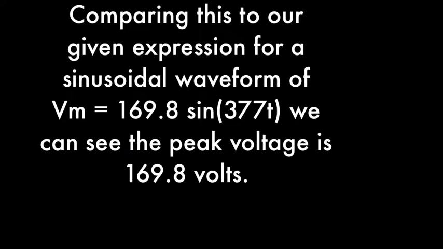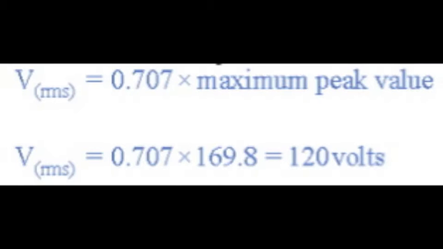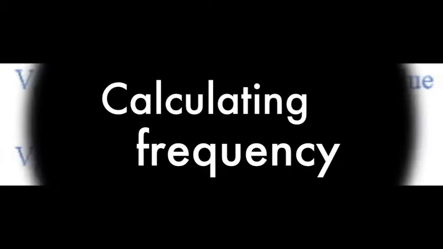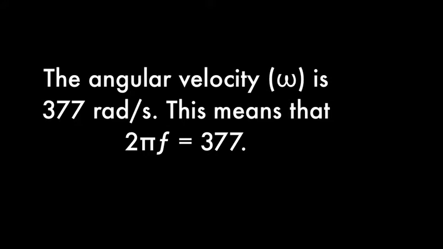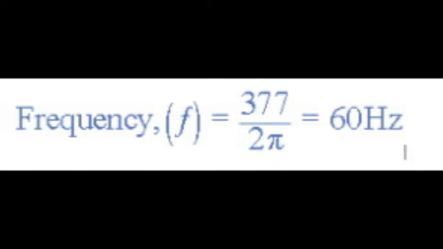To compare this to our given expression, we can see automatically that the peak voltage is 169.8 volts. To find the RMS, we take 0.7 and multiply it by the maximum peak value, which gives us 120 volts. The angular velocity is 377 rad/s, which means we can find the frequency by dividing that by 2π, giving us 60 Hz.